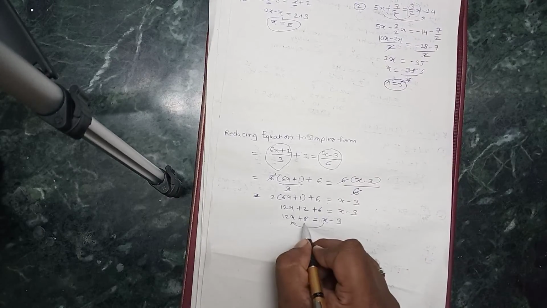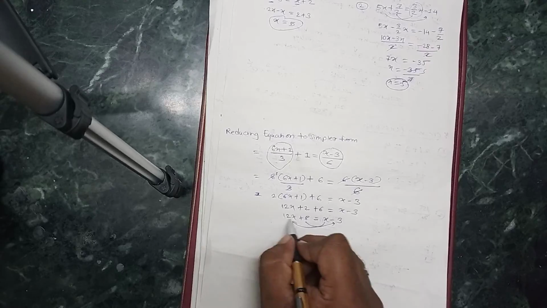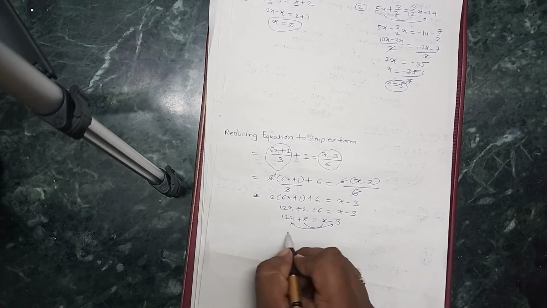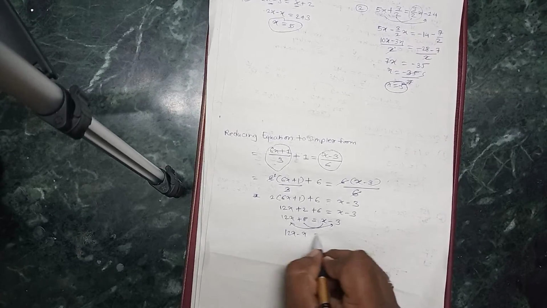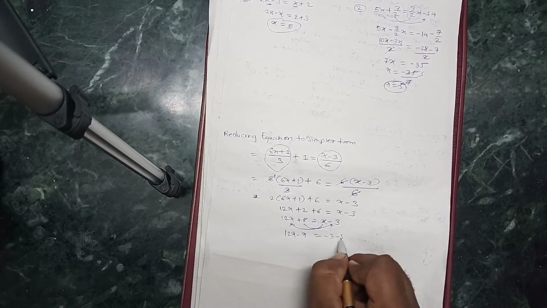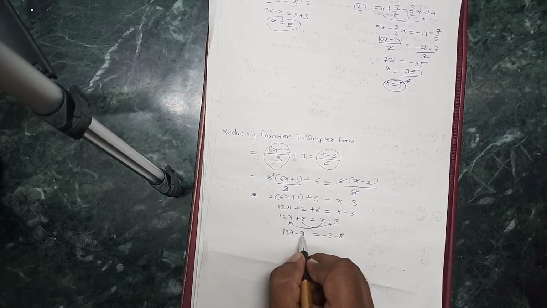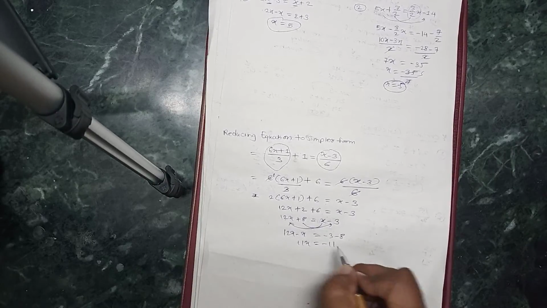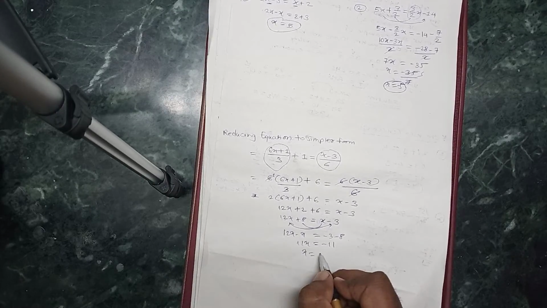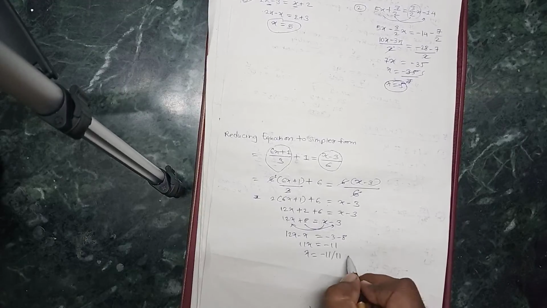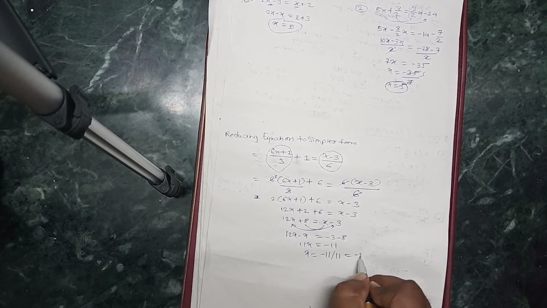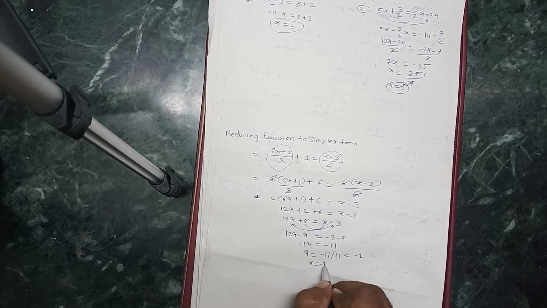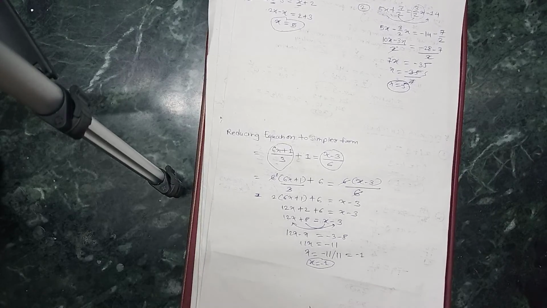This x will come here, this 8 will go here. 12x minus x equals minus 3 minus 8. 12x minus x is 11x, minus 3 minus 8 is minus 11, x is minus 11 by 11, that will be minus 1. So x will be minus 1 in this case.